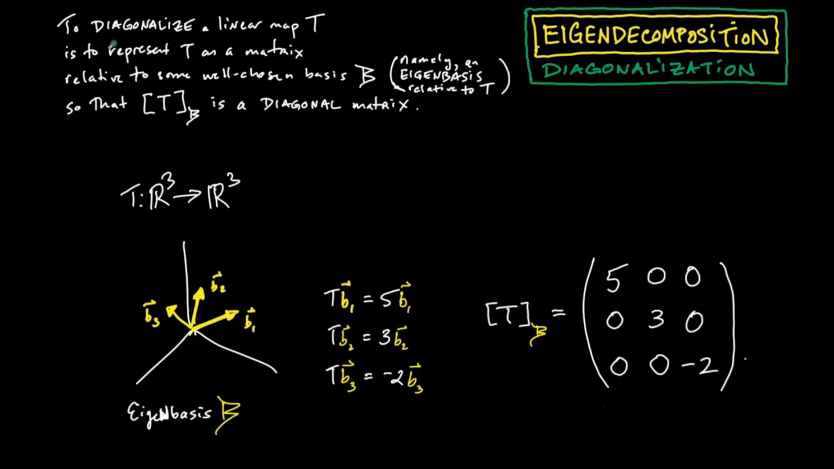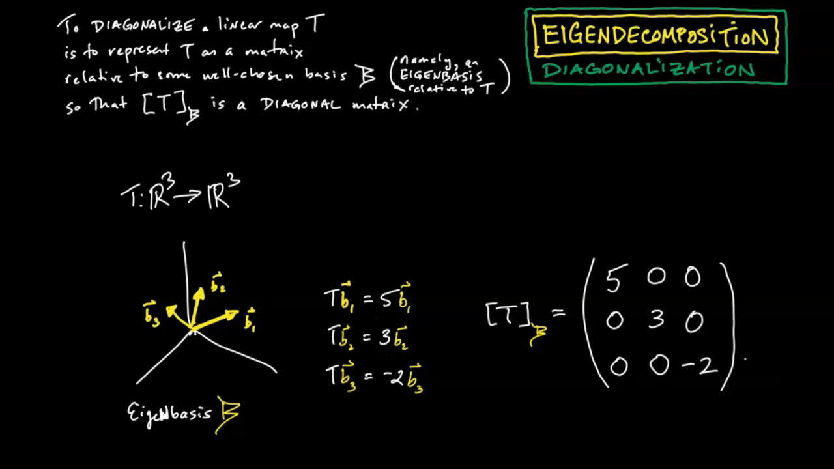So we have indeed diagonalized our linear map. We found a basis, a well-chosen basis, namely an eigenbasis, such that representing the map according to that basis gave us a diagonal matrix. And you can see, of course, that the entries on the diagonal are simply the eigenvalues of the eigenvectors in the basis.